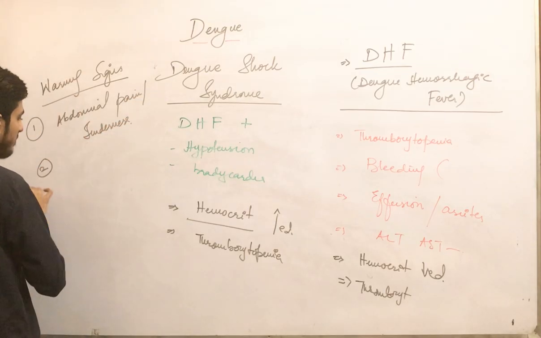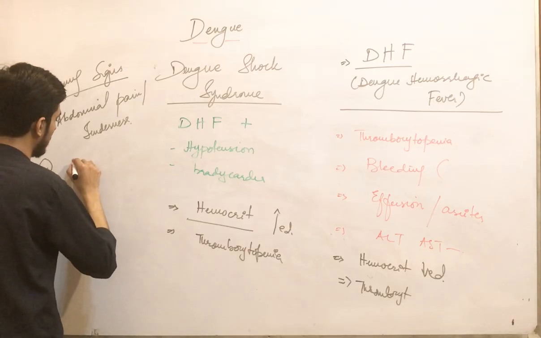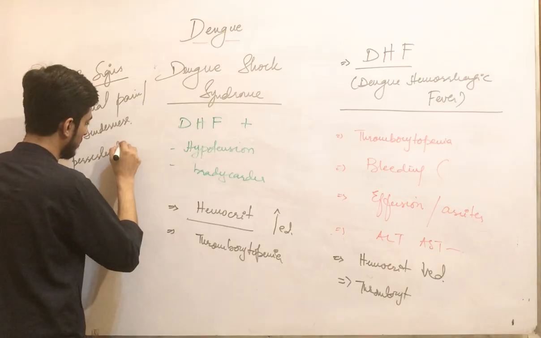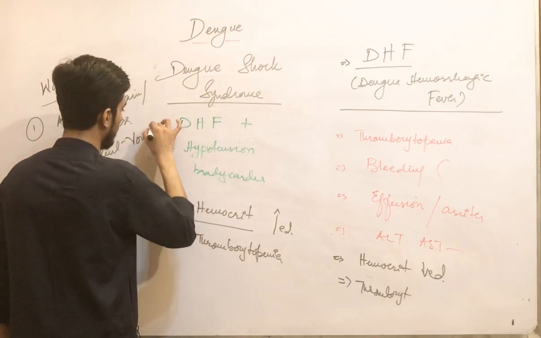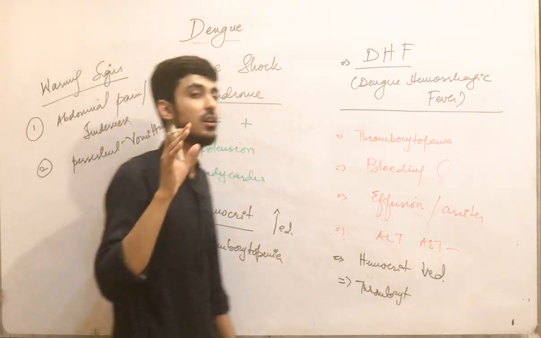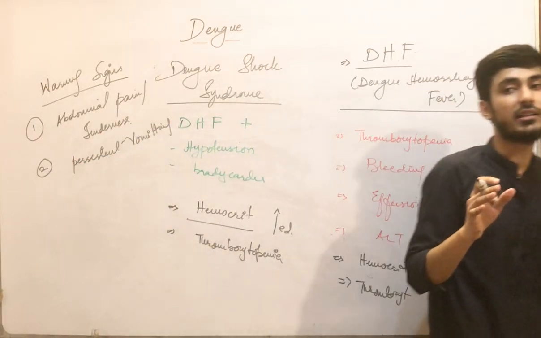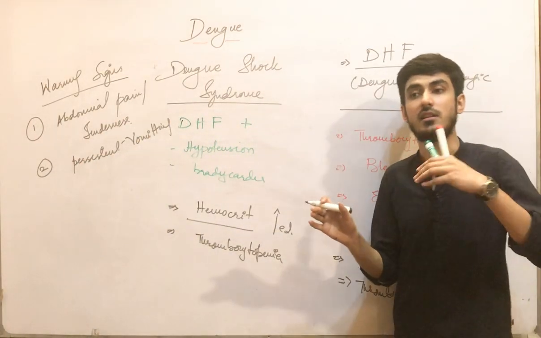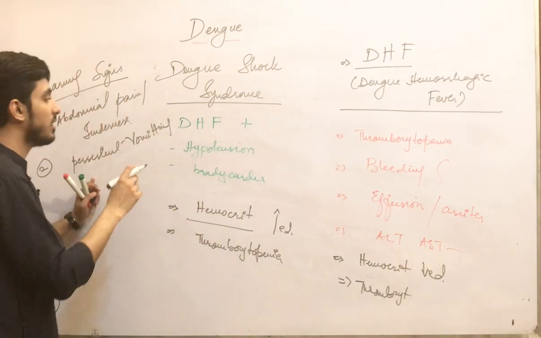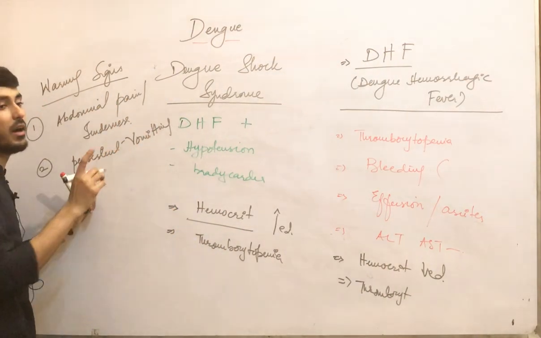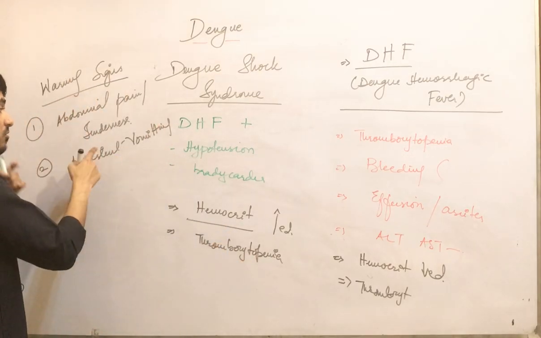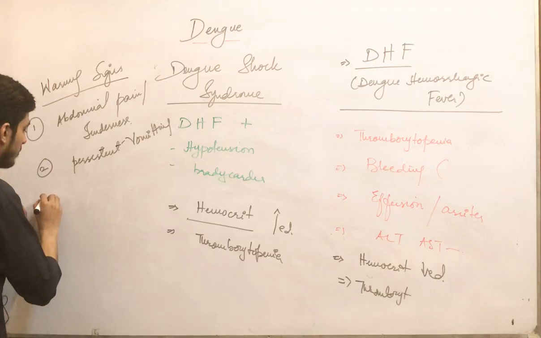Then the second one, we have the patient may be having persistent vomiting. If the patient is having abdominal pain or tenderness, it means there is some problem going on. Either it is hepatomegaly, ascites, or pleural effusion, so you have to rule out. If there is persistent vomiting, once again there is some issue. The dengue patient can also develop pancreatitis, in rare conditions. So you have to monitor this persistent vomiting.